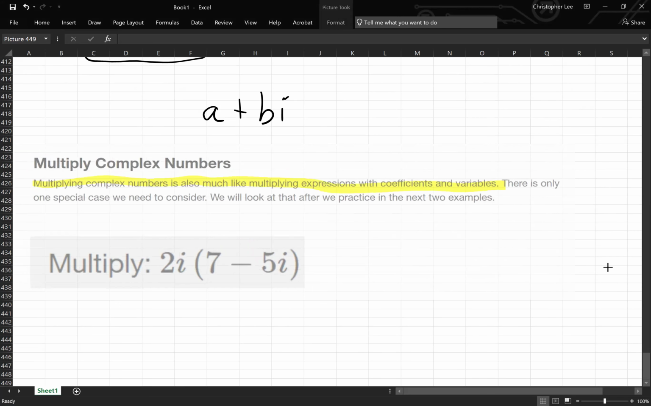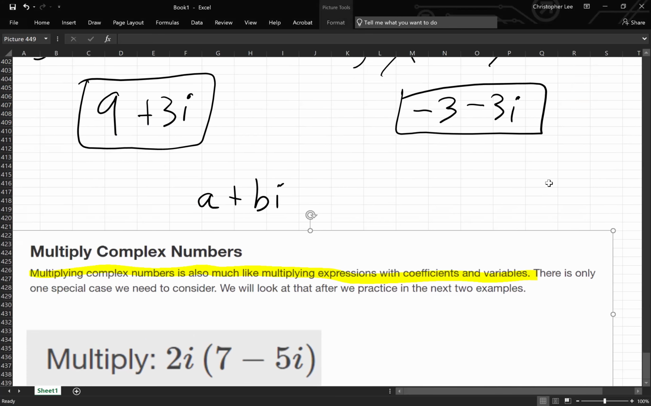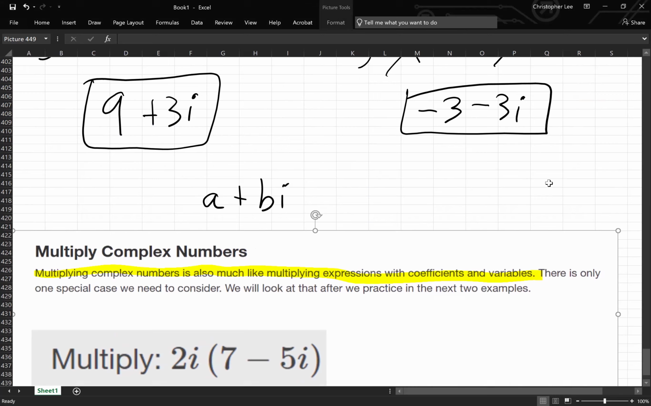So now we want to talk about how to multiply complex numbers. Multiplying complex numbers is also much like multiplying expressions with coefficients and variables, right? There is only one special case we need to consider. We will look at that after we practice in the next two examples. So here we go. I want to multiply 2i times 7 minus 5i, right?